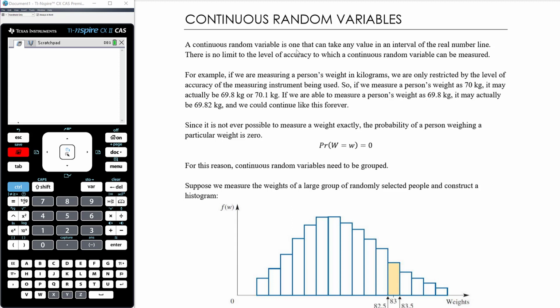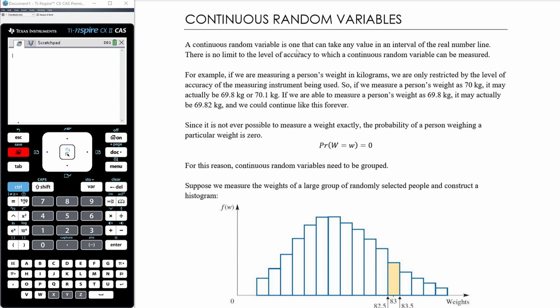Or 69.78 kilograms, for example. So we could go on like this forever. If we had a set of scales that measured to 2 decimal places, you might say this person weighs 69.83 kilograms, but that just means that's their weight to 2 decimal places. We could go on and on forever. So unless we had a set of scales that could measure to infinitely many decimal places, it is impossible to actually measure a person's weight exactly.